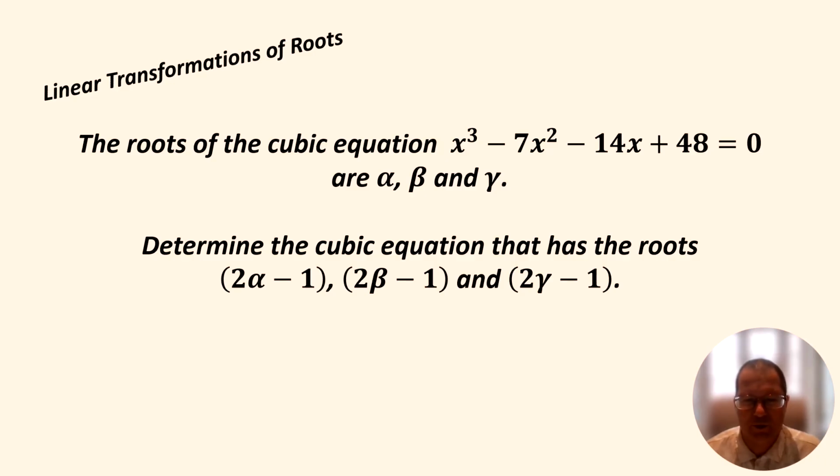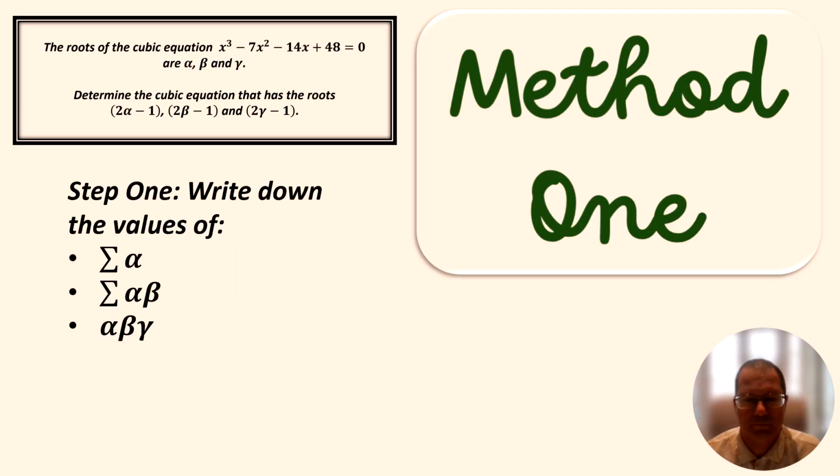We've been told that the roots of the cubic equation x cubed minus 7x squared minus 14x plus 48 equals 0 are given by alpha, beta and gamma, and we've been asked to generate a new cubic equation which has roots of 2 alpha minus 1, 2 beta minus 1 and 2 gamma minus 1. I am going to show you two methods to solve this question.